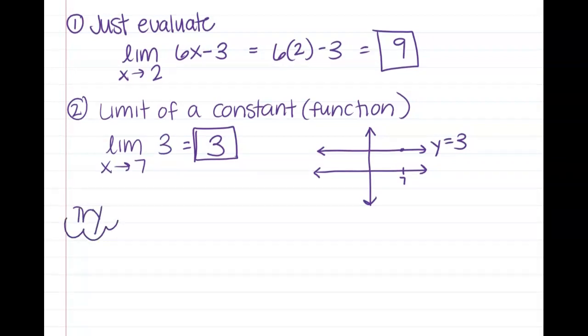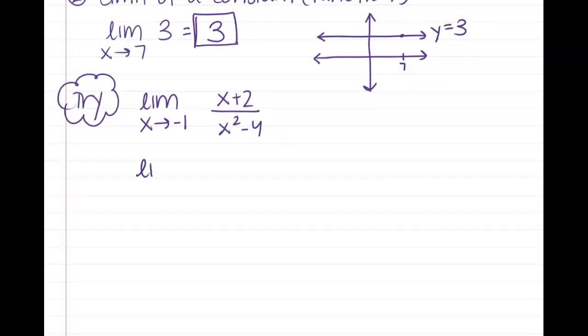So let's try a couple. Let's try the limit as x approaches negative 1 of x plus 2 over x squared minus 4. And let's try the limit as x approaches 4 of pi. Pause the video for a moment and try these. Okay, welcome back. I'm assuming you paused the video for at least a couple seconds.